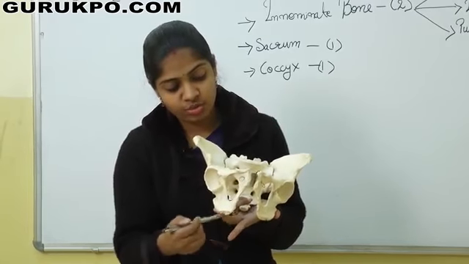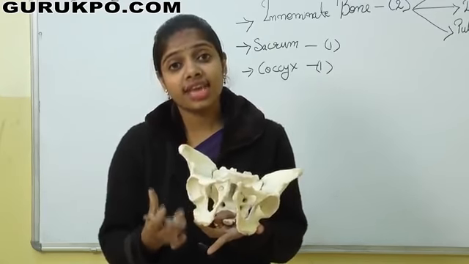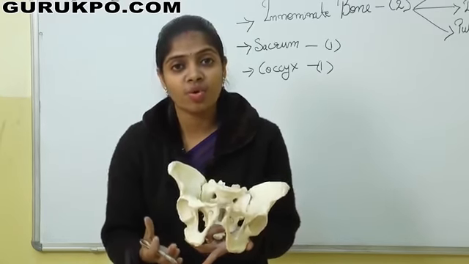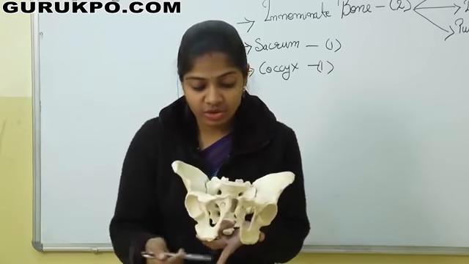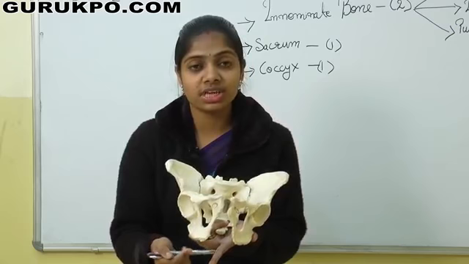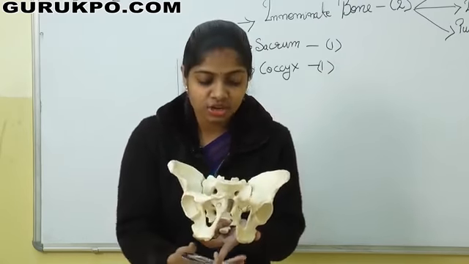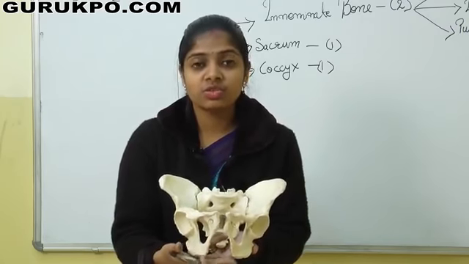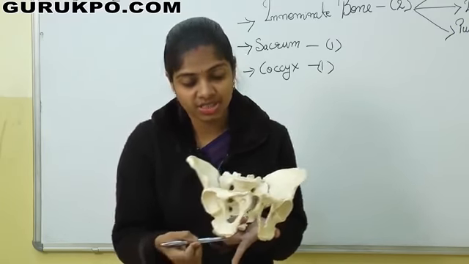This bone, these two bones, are known as the ischial tuberosity. This is the thickest and the strongest bone in the pelvis. When we sit, we sit on these two bones. Our whole body weight bears on these two strongest bones, which are known as the ischial tuberosity.